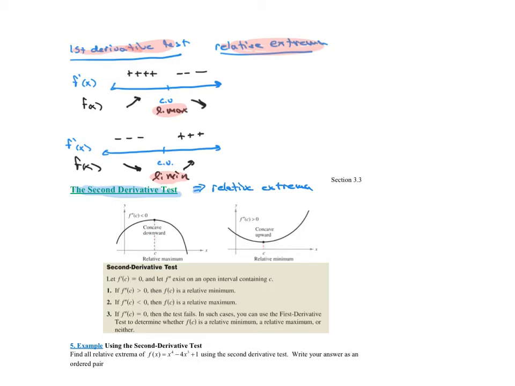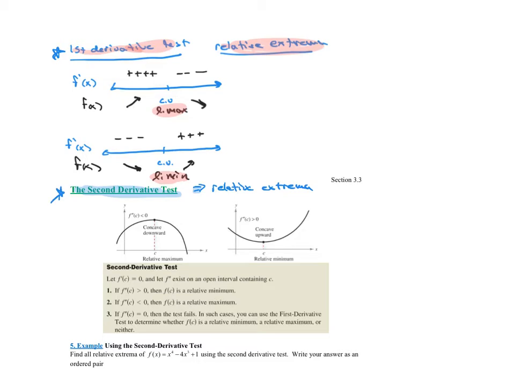How do you find a maximum or a minimum? The title tells us what we're going to use. The first derivative test tells you to use the first derivative to find relative extrema. The second derivative test tells us to use the second derivative to find relative extrema.